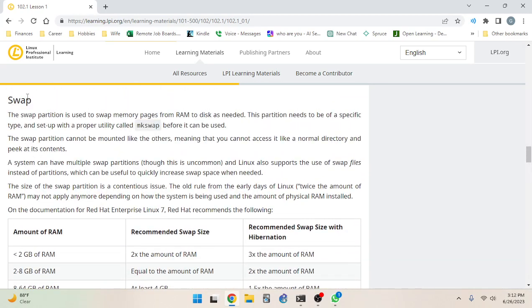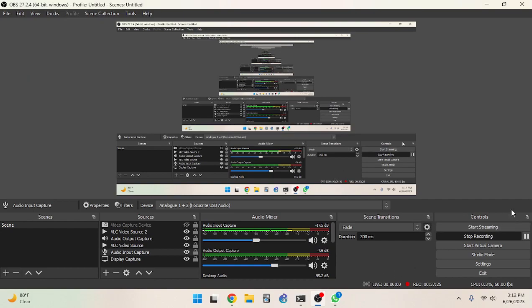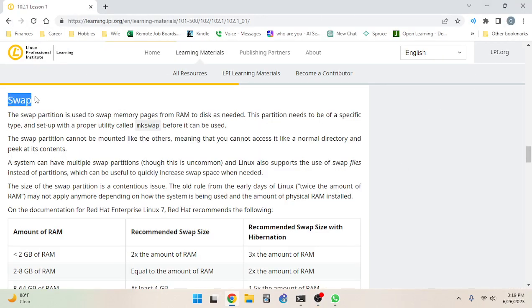Okay, so next we're going to learn about swap. I will take a break and come back to it. Video right now is at 30 minutes, so I'll come right back. Alright, back for more. We're going to learn about swap.